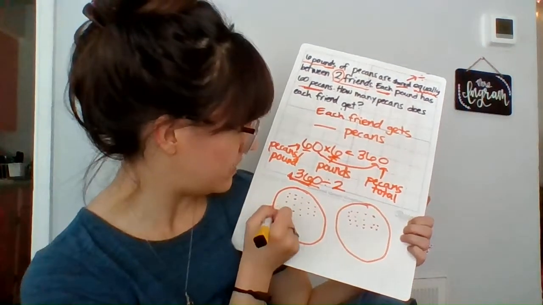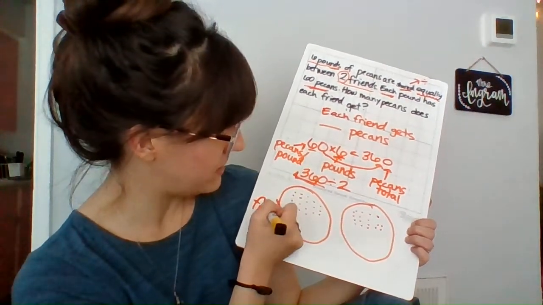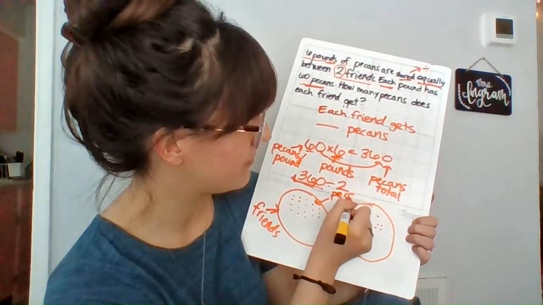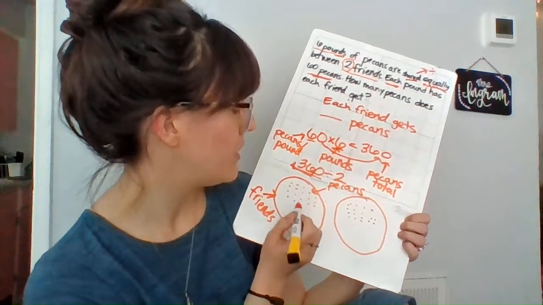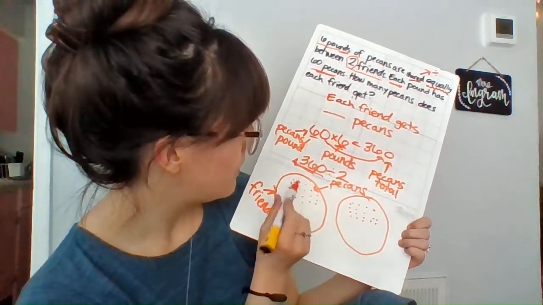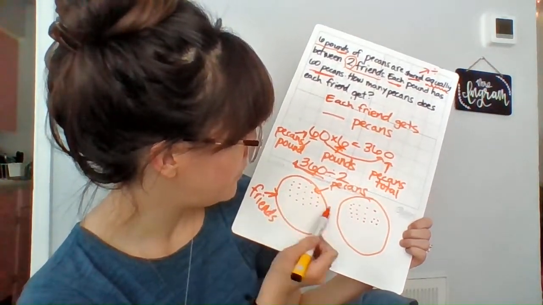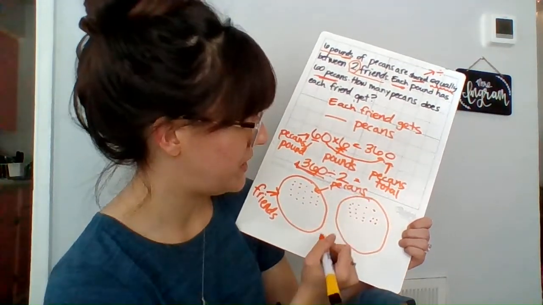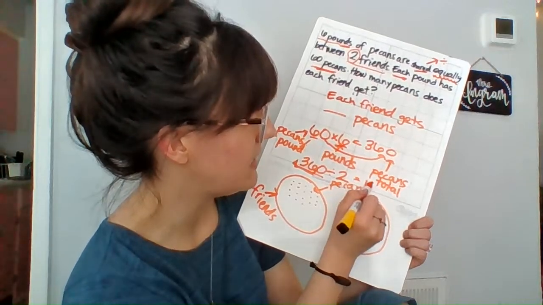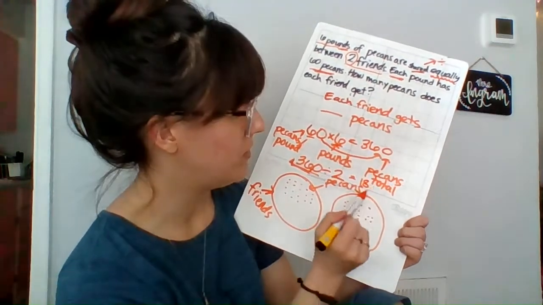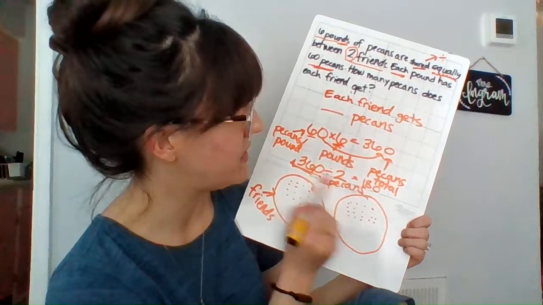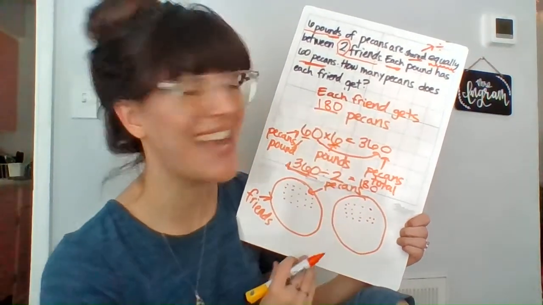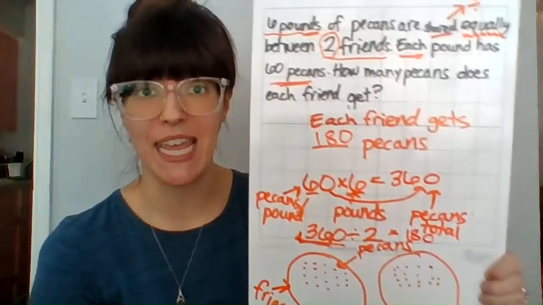Now I'm going to count and see. Each of my circles is a friend, and here are how many pecans they're getting. So now I can count 5, 10, 15, 16, 17, 18. So I know that 36 divided by 2 is 18, and I'm going to slap that 0 onto the end. So I know 360 divided by 2 equals 180. So that means each friend gets 180 pecans.